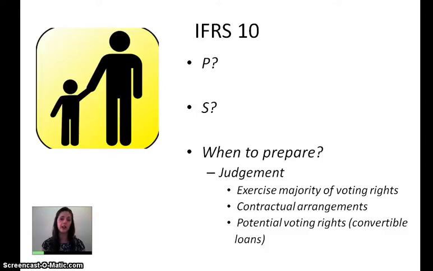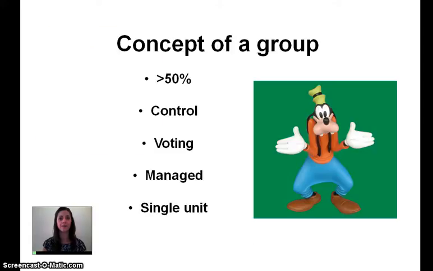So can they exercise the majority of the voting rights? Are there any contractual arrangements in place which maybe then can determine economic policies of the subsidiary, for example? And what are the potential voting rights of the parent? Is there any convertible loans? So you need to be establishing what are these loans convertible into and what management actually intend to do with them.